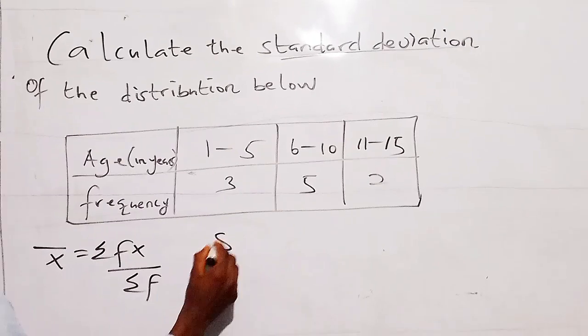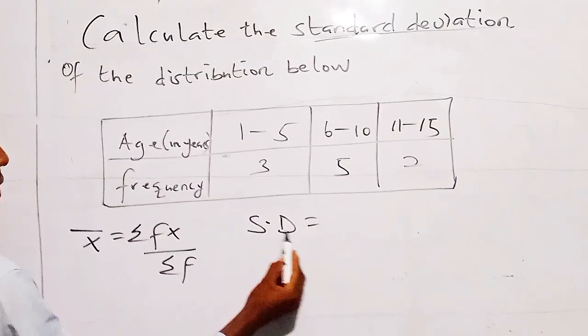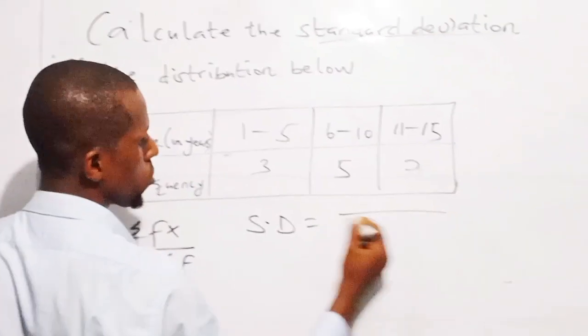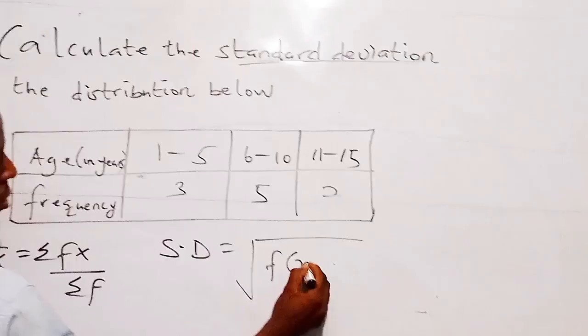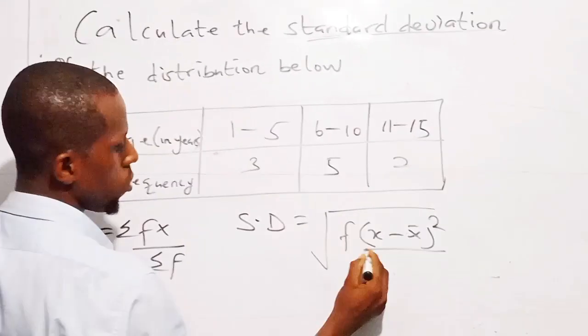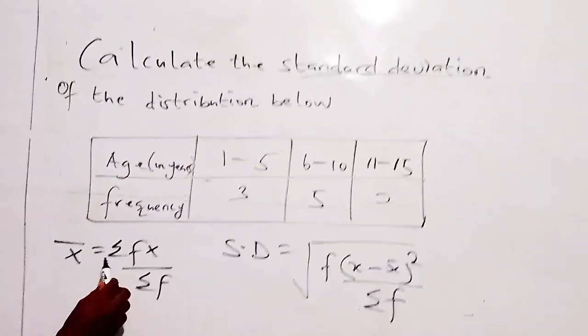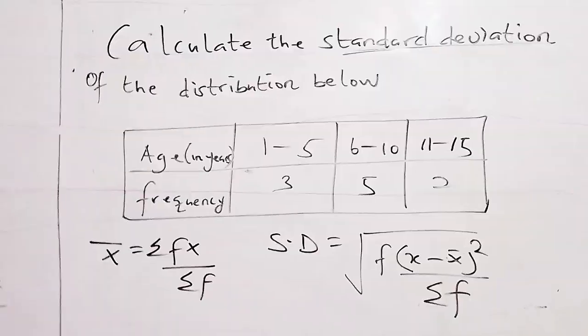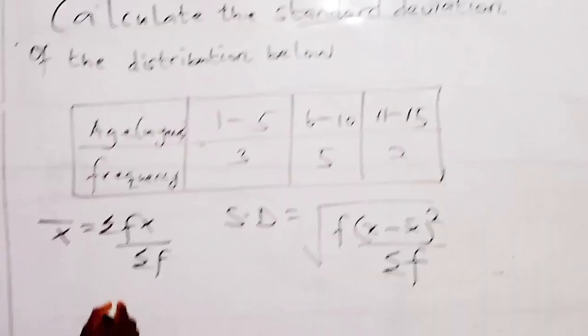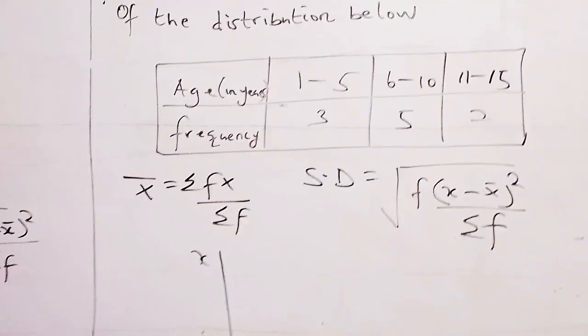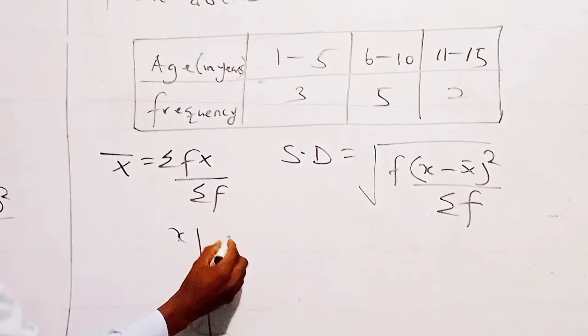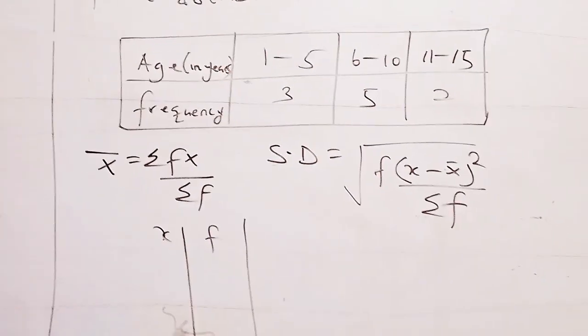And for the standard deviation, the formula is the square root of summation f times (x minus x bar) squared, over summation f. Let us define everything we have here. The age in my first column, I will represent as x, and the frequency as f in my second column.